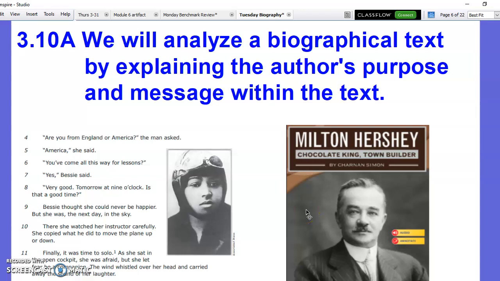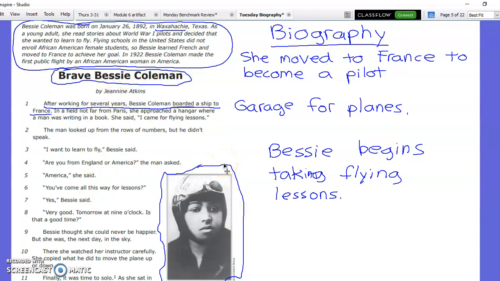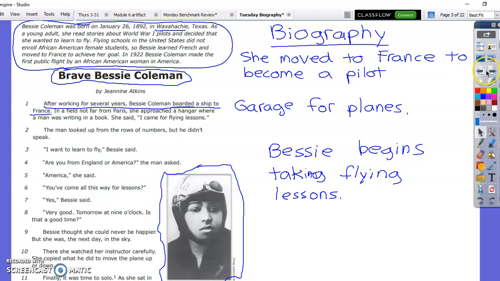Hello, today's objective is 3.10a. We will analyze a biographical text by explaining the author's purpose and message within the text. So we'll be talking about biography, just like the article that was in the benchmark about Bessie Coleman.